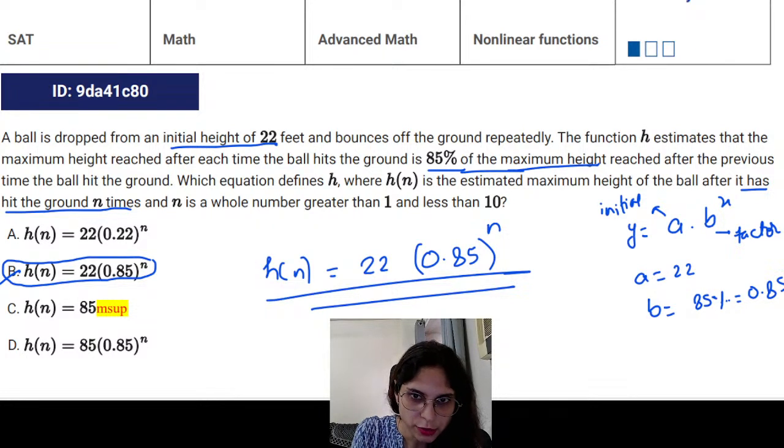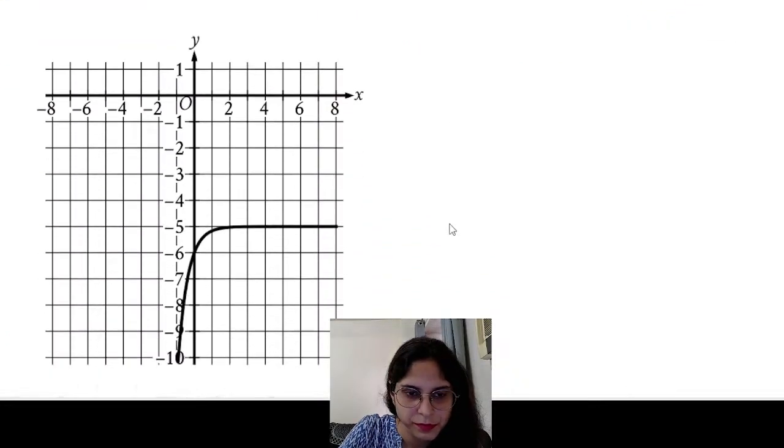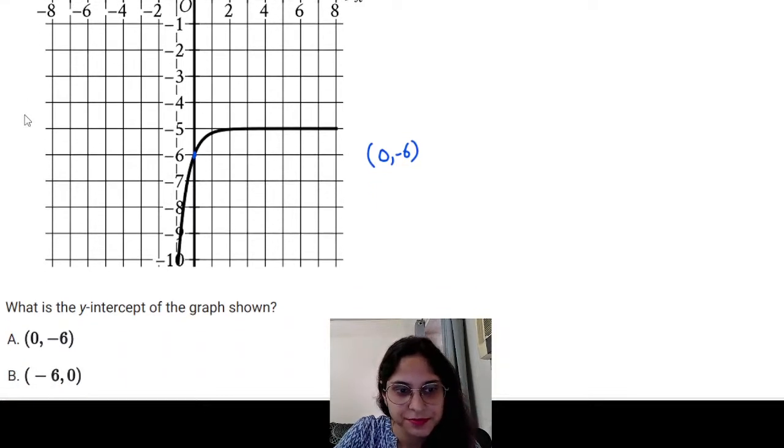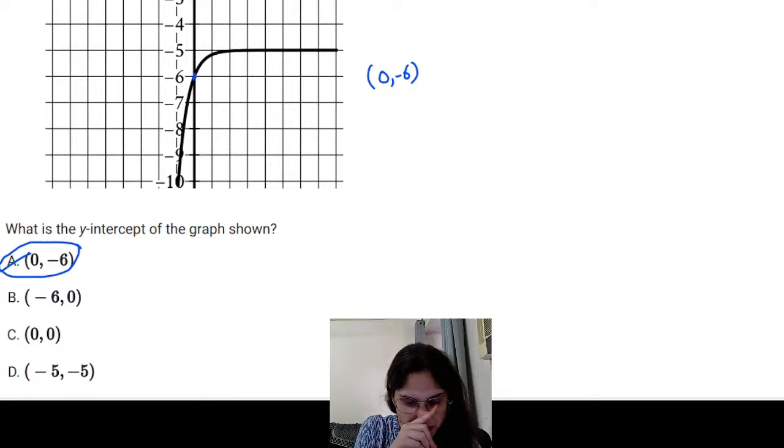Next one is 62, and that will be on page number 63. Again, the graph is given and what is the y-intercept? The y-intercept is (0, -6). So this is my answer. Next question is 75, that will be on page number 76.